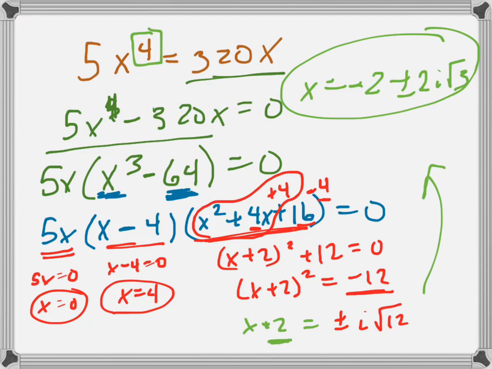So here are my 4 answers. Notice that tells you there's 4 answers, the highest degree. There's one answer, there's the other answer, and there's my other 2 answers. So there's 2 real solutions for this equation and 2 imaginary solutions for that equation.